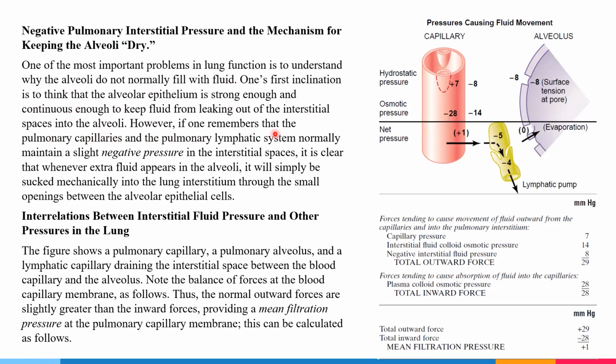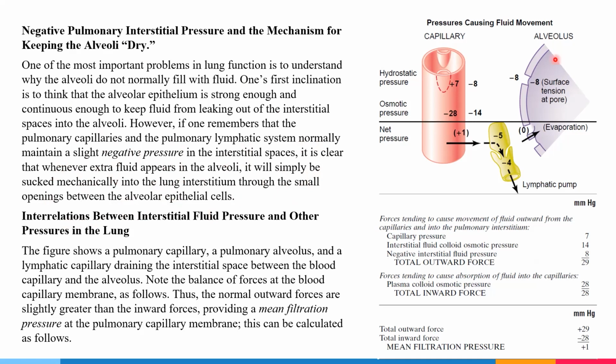However, if one remembers that the pulmonary capillaries and the pulmonary lymphatic system normally maintain a slight negative pressure in the interstitial spaces, it is clear that whenever extra fluid appears in the alveoli, it will simply be sucked mechanically into the lung interstitium through the small openings in the alveolar epithelial cells, and thus fluid does not accumulate in the alveoli themselves.